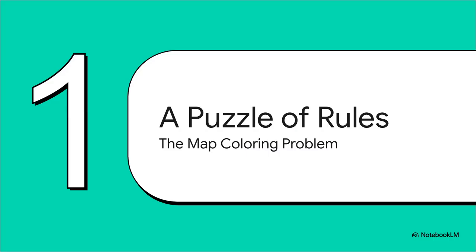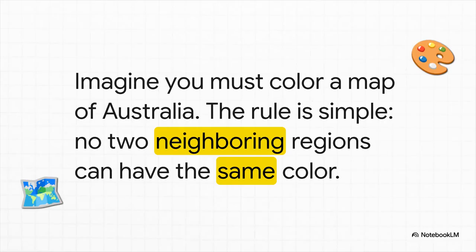Okay, so to really get a feel for this approach, let's start with a classic challenge. It looks pretty simple at first glance, but trust me, it shows off the core idea perfectly. Okay, so picture this. You've got a map of Australia in front of you and a handful of colored pencils. Simple enough, right? Just color it in. But wait, there's one really important rule. No two regions that touch each other can have the same color. So for instance, Western Australia and the Northern Territory, they have to be different colors. Same goes for any other neighbors.